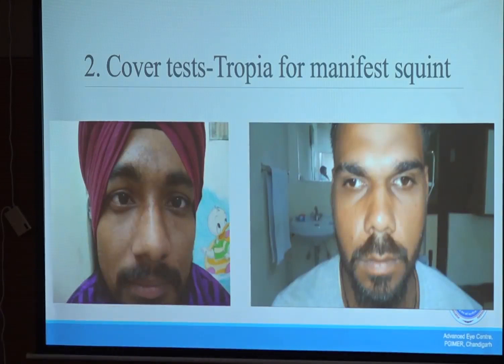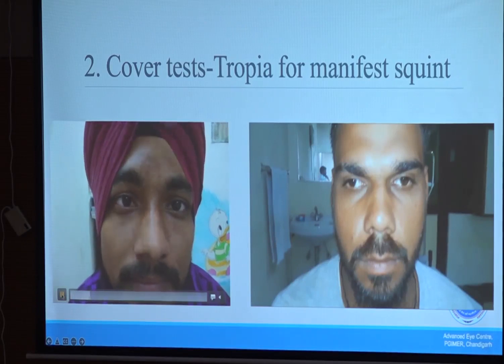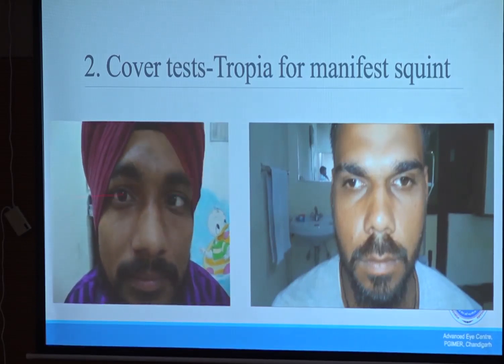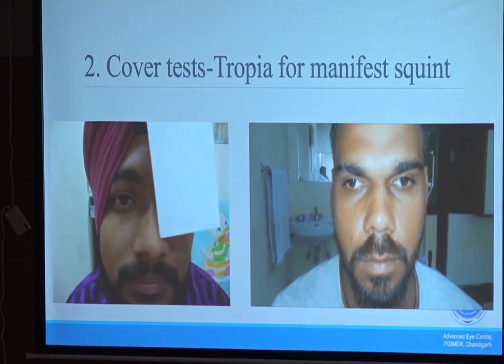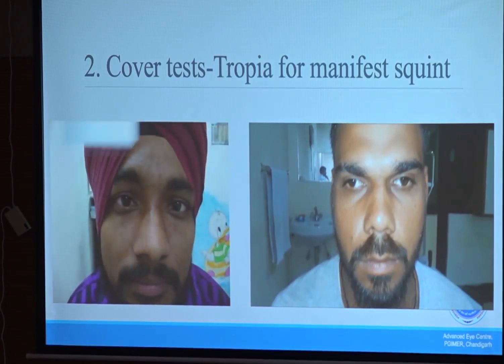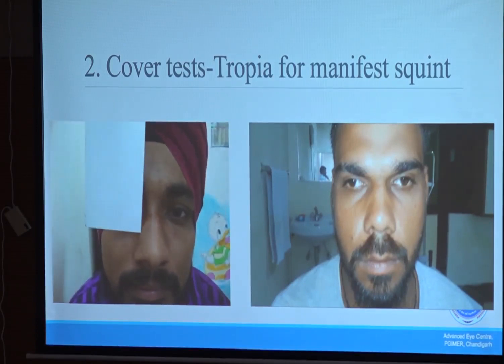So if there is no movement on the cover test, that means your diagnosis of orthotropia is correct. If you have a squinting patient, for example this one, you see there is a right esotropia, you cover the normal eye and you see the outward movement of the other eye. So you cover this eye and you see this outward movement, so you know this patient has a right esotropia.